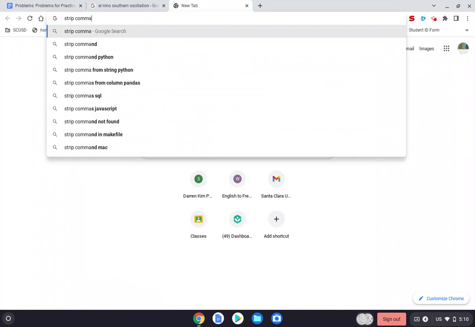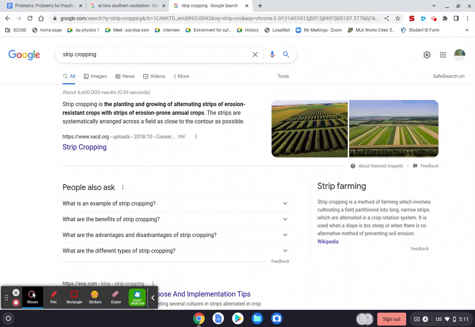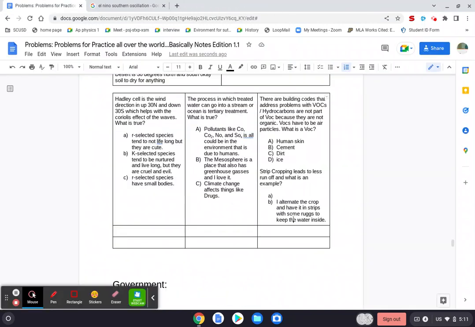Let me double check, because strip cropping is something I didn't learn for a while because I thought it was useless. Yeah, I was right. Plant growing in strips helps erosion resistance. Yes, it helps erosion resistance. That's what I assumed. The look was having it in strips. All right. So the next few, I don't get why this one's wrong.